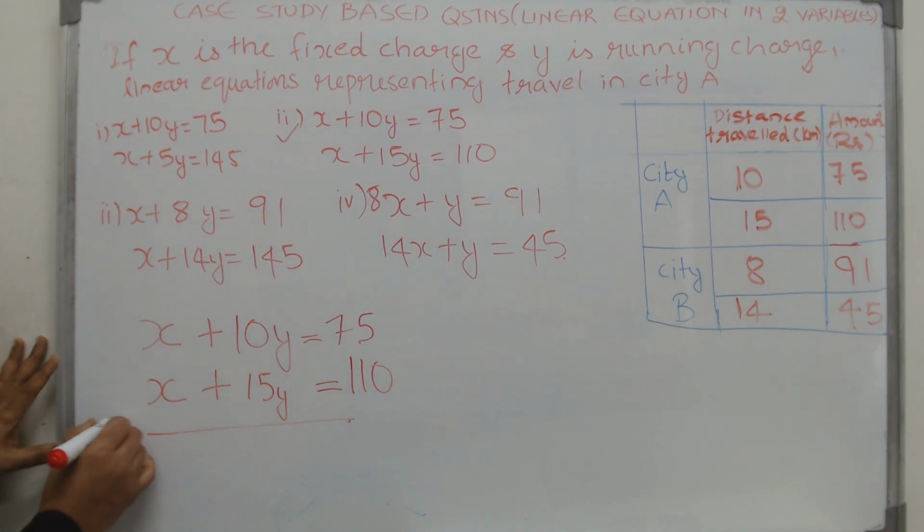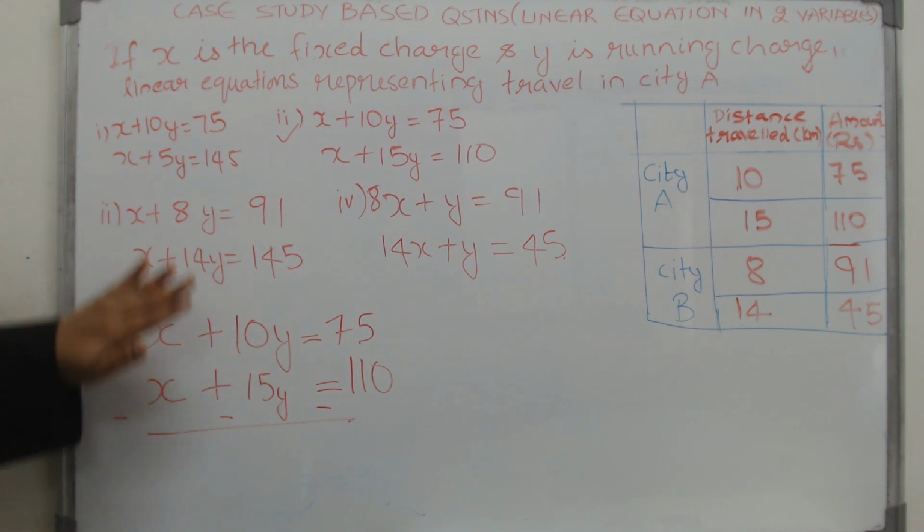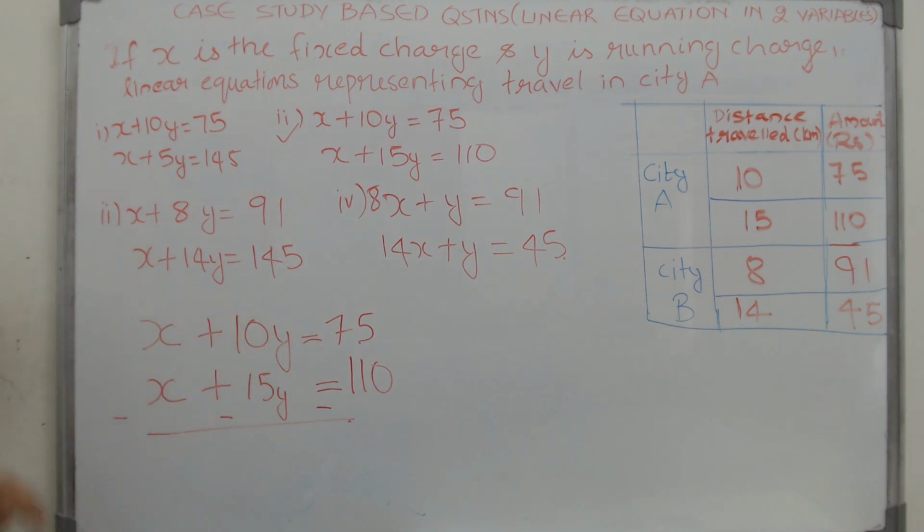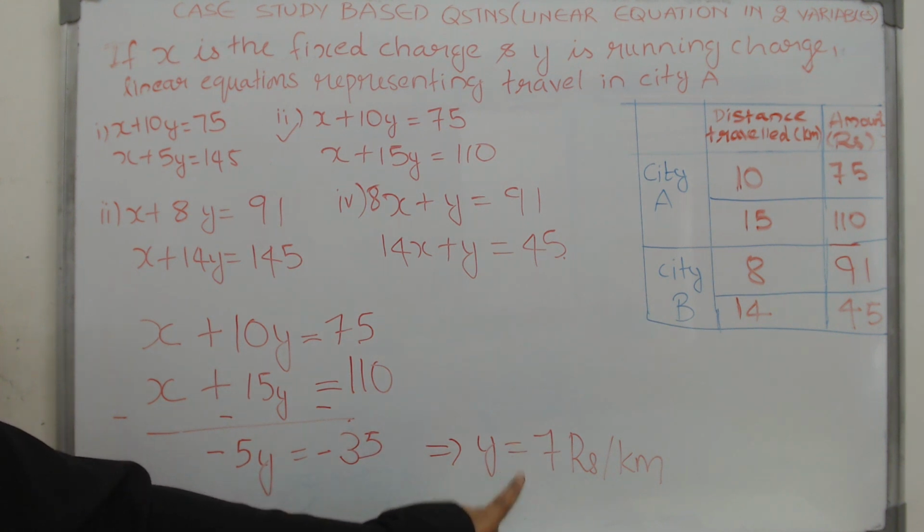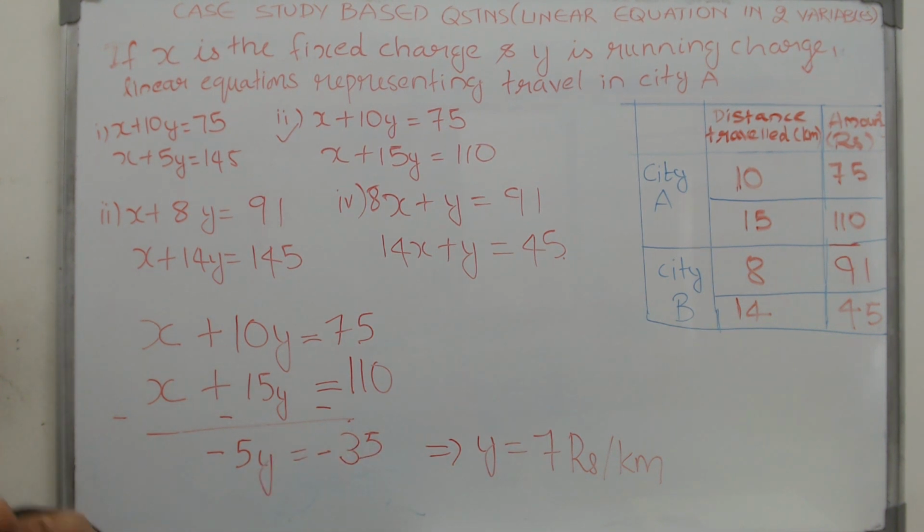All you have to do is subtract these two equations and get rid of, eliminate this X. Then what will you get? So solving these equations, you will get Y is what? 7 rupees per kilometer. For every kilometer travel, he will have to pay 7 extra.